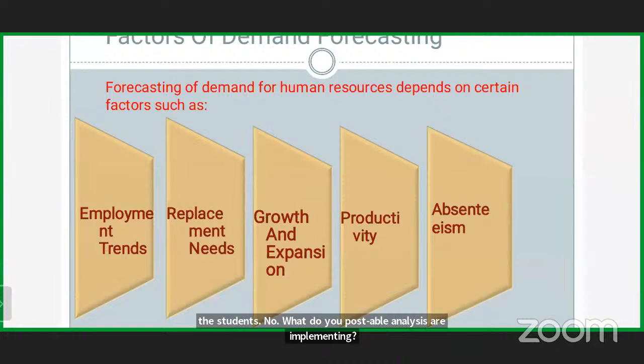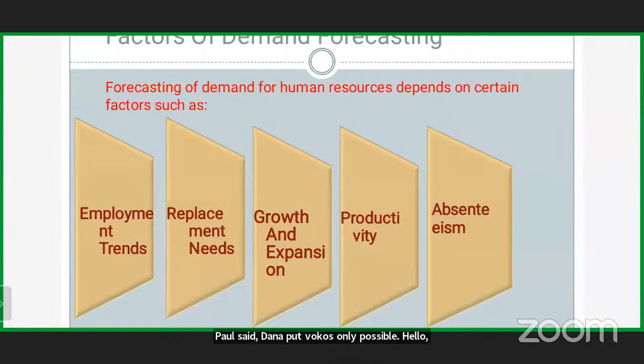Listen carefully, everyone. Employment trend implies we can take the last 5-year data.